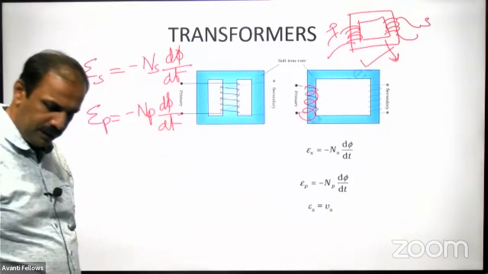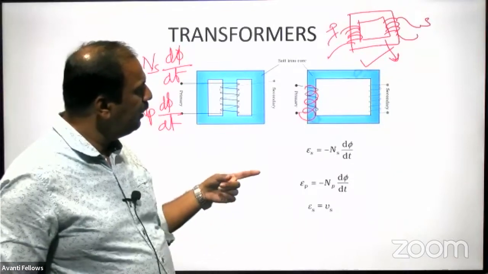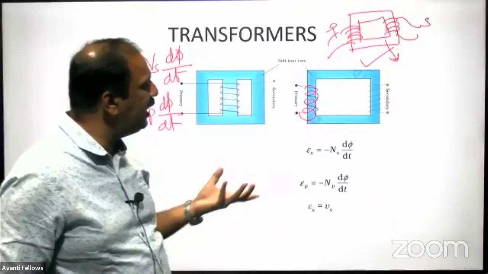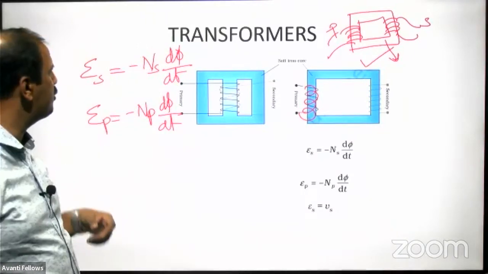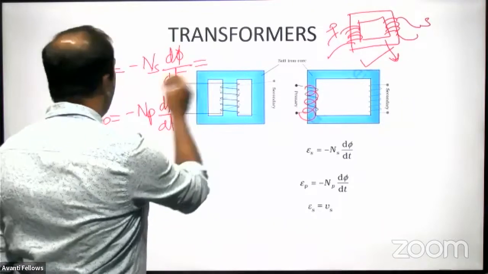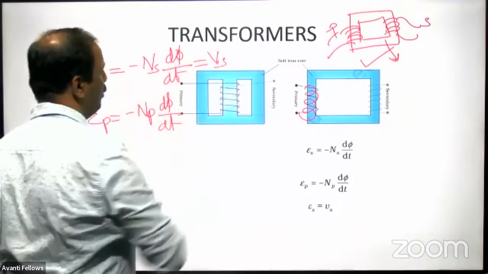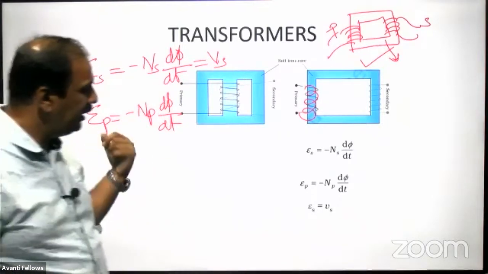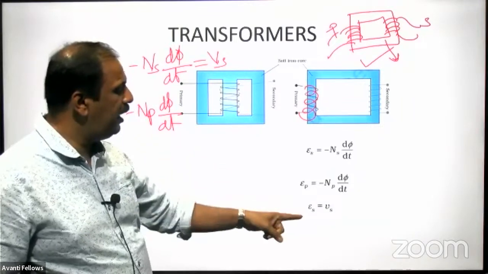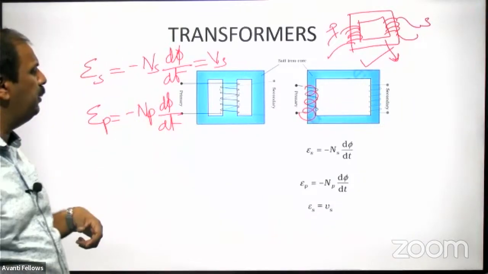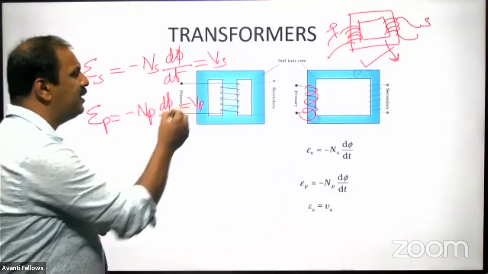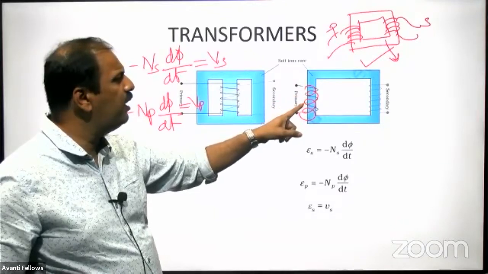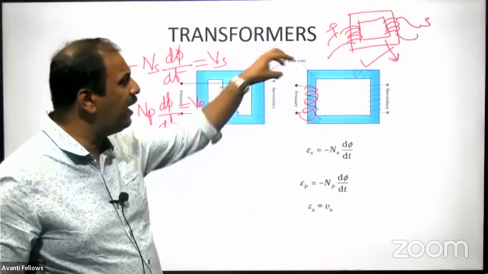Now you see here, this secondary side is open. As it is open, the voltage and this EMF will be the same. So ES can be written as VS also. And for the primary also, EP should be equal to VP. If it is not like that, because there is no resistance here, if EP and VP are not the same, the current will be infinite.